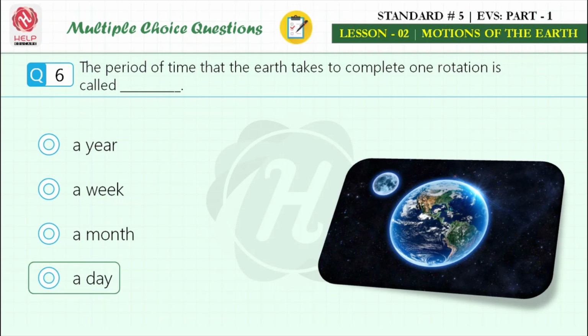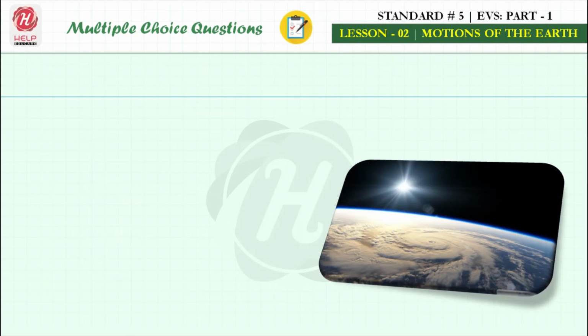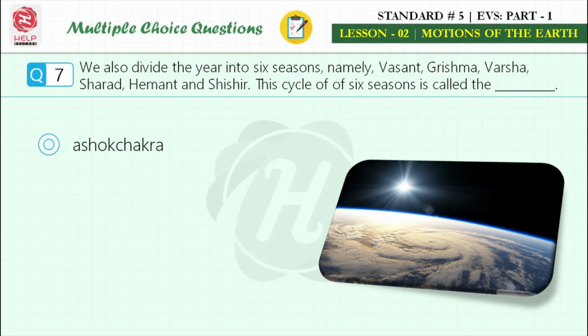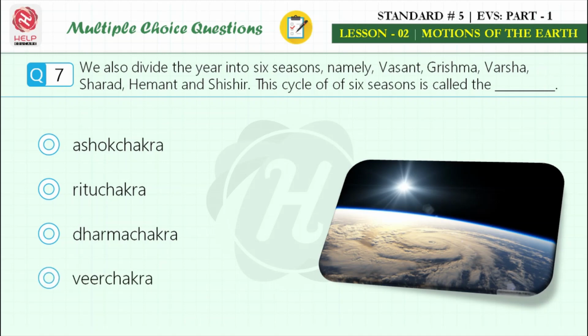Correct answer is a day. Question number 7. We also divide the year into 6 seasons, namely Vasant, Grishma, Varsha, Sharad, Hemant and Shishir. This cycle of 6 seasons is called dash. First option, Ashok Chakra. Second option, Ritu Chakra. Third option, Dharm Chakra. Fourth option, Veer Chakra.